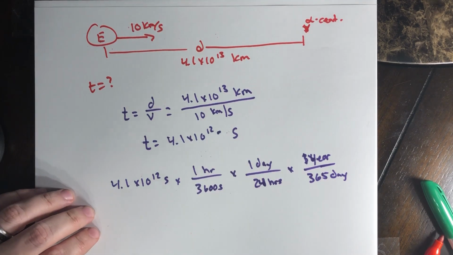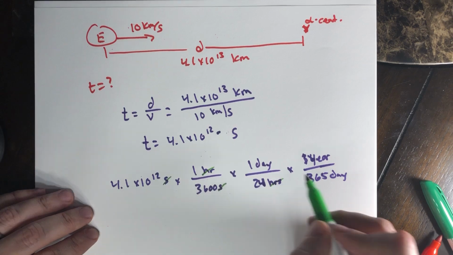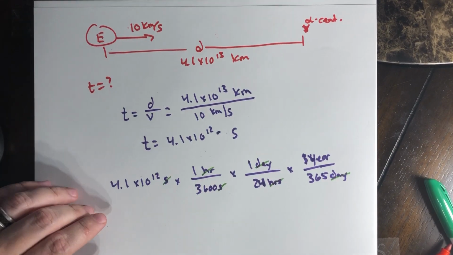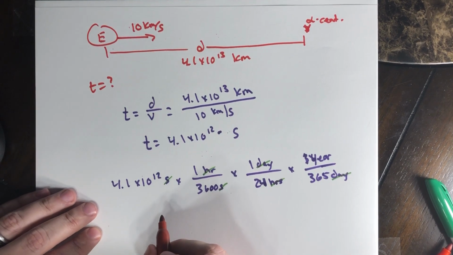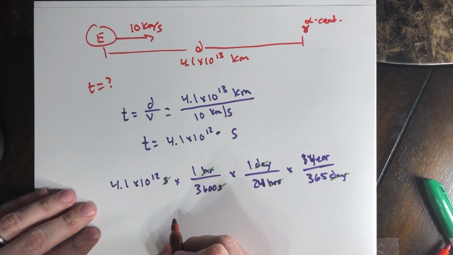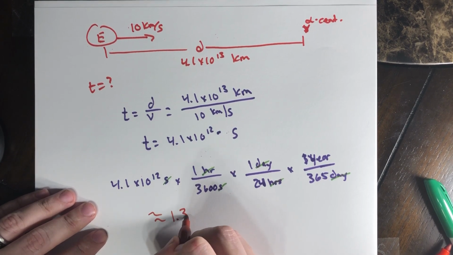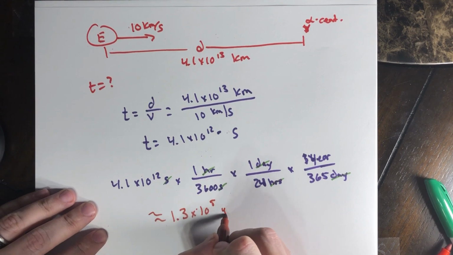So again, if we go through and cancel out the units, seconds cancel with seconds, hours cancel with hours, days cancel with days, and we're left with years. So we plug all that into a calculator, you multiply across the top, divided by what's on the bottom. We're going to get about 1.3 times 10 to the 5 years.